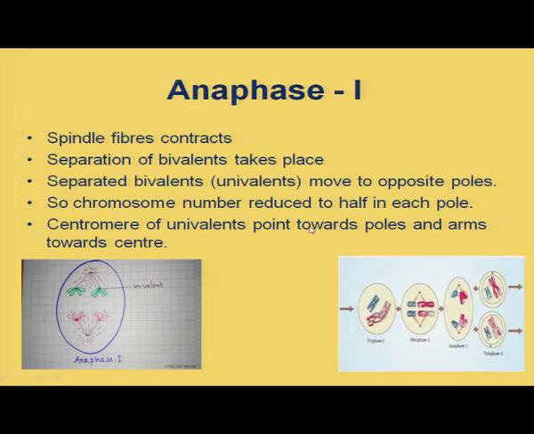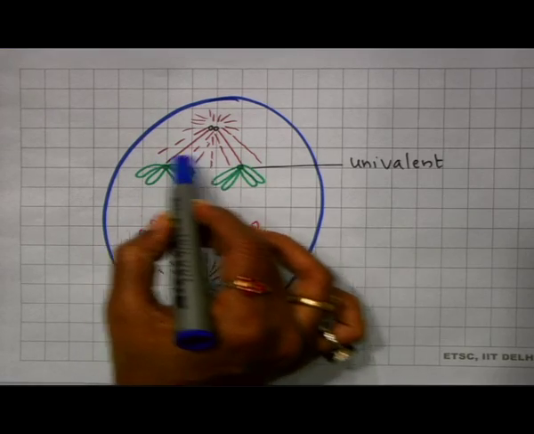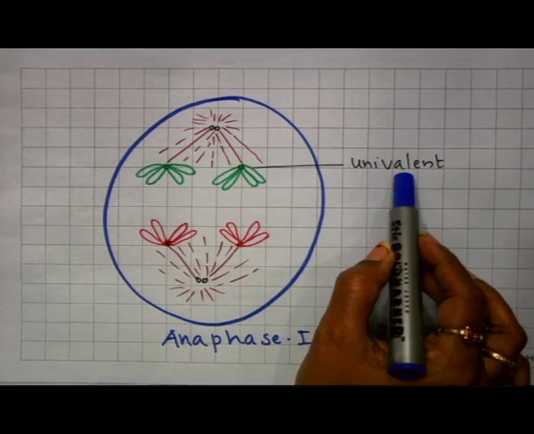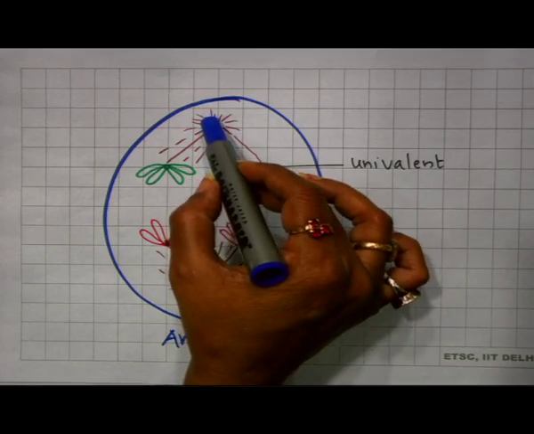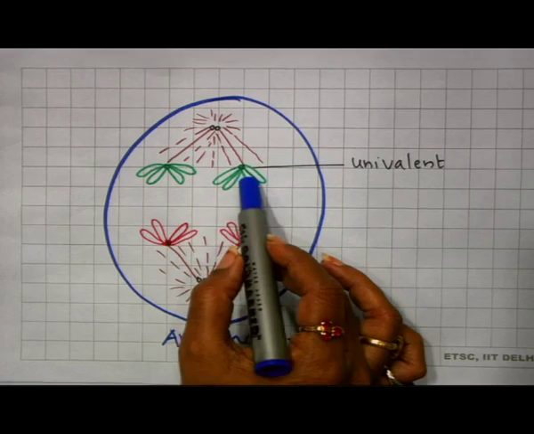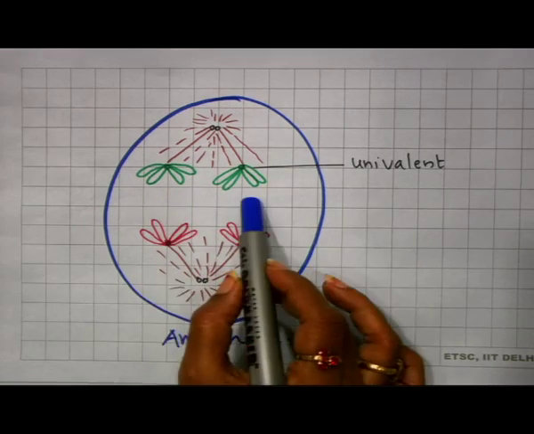Centromere of univalents point towards the poles. You can see here the centromere of each of these chromosomes, each of these univalents, is pointing towards the poles, and arms are pointing towards the center.